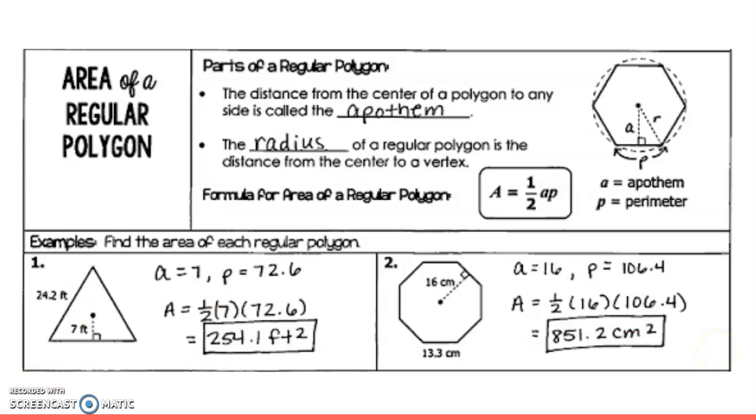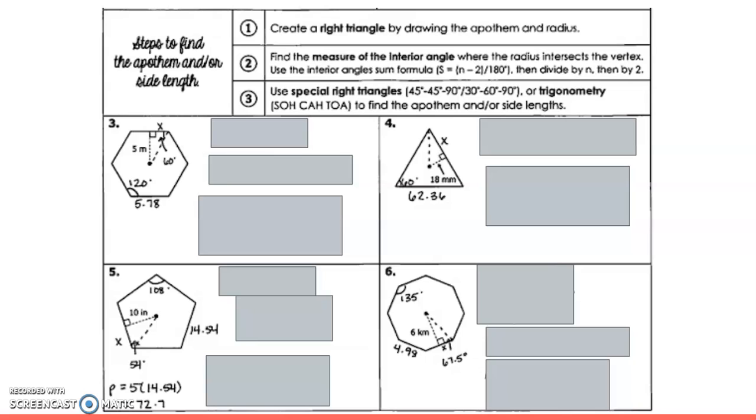These problems get a little bit more complex when they don't give us all of the information that they need. So sometimes we will be missing an apothem or we'll be missing a side length, and we're going to have to do some work to find that. So the steps to do that are listed above.